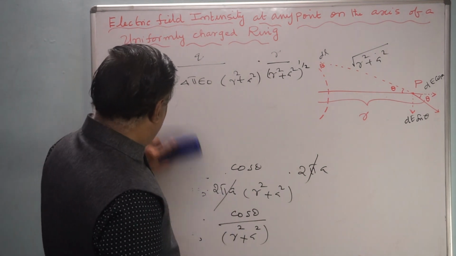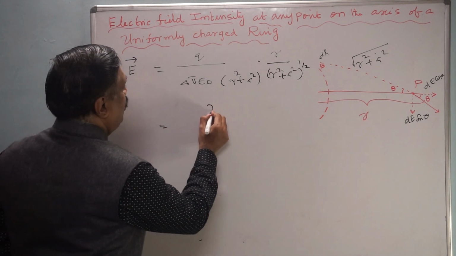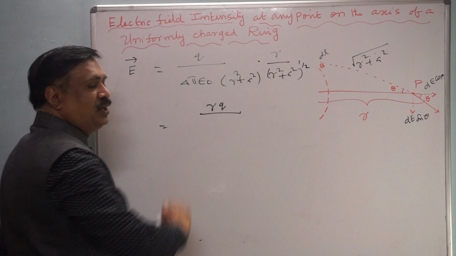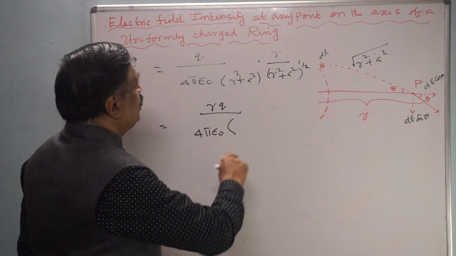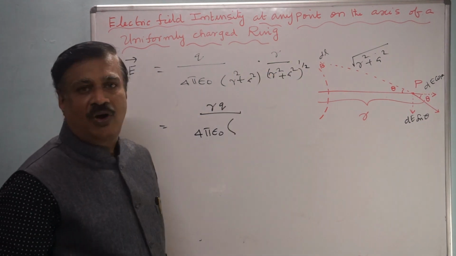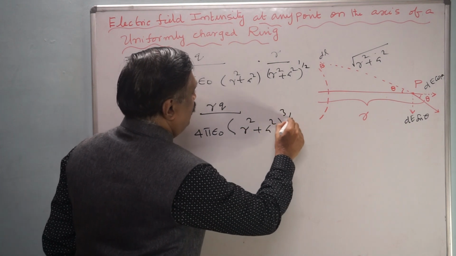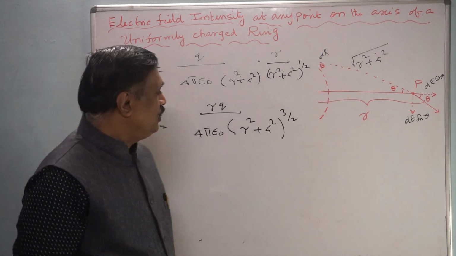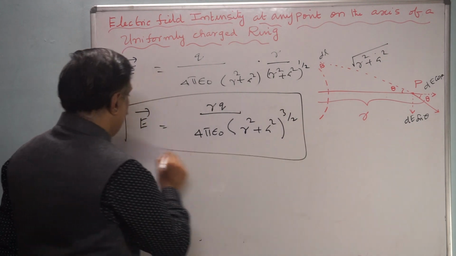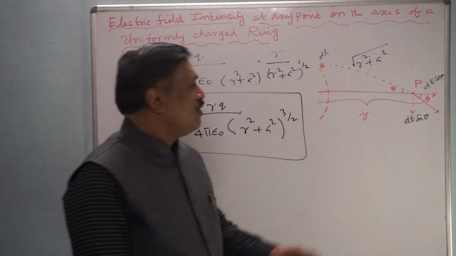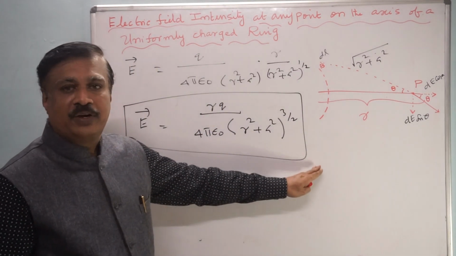Now what happens to this denominator? In the numerator you have r, and in the denominator 4 pi epsilon 0. This is to the power 1, this is to the power half. Therefore r squared plus a squared to the power 3 by 2. Now this is your electric field intensity due to a circular ring, at a point situated on the axial line. This is your final derivation.